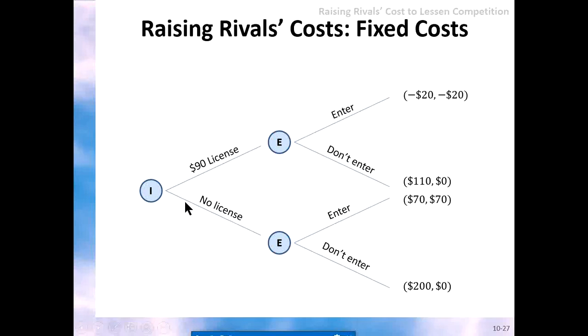But if firm I succeeded in imposing the license, then firm E needs to decide either to enter or not to enter. If it enters, both firms will lose minus 20. If firm E does not enter, then it will have 0 profit of course, but firm I's profit will be reduced from 200 minus 90, which equals 110. So you can see here, by using this raising rival cost or fixed cost, the incumbent firm will maintain the monopoly, but of course it will reduce its profit.